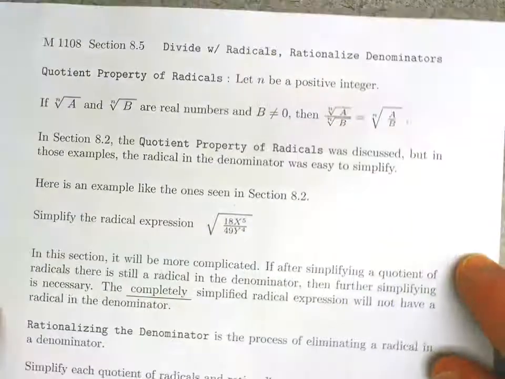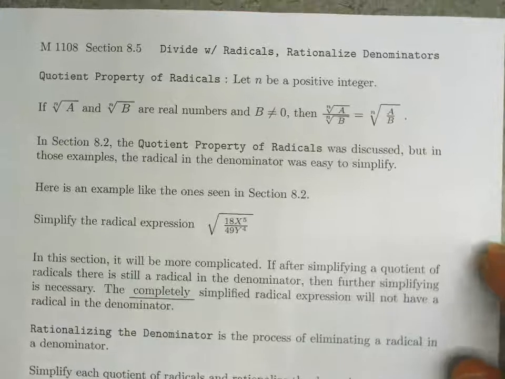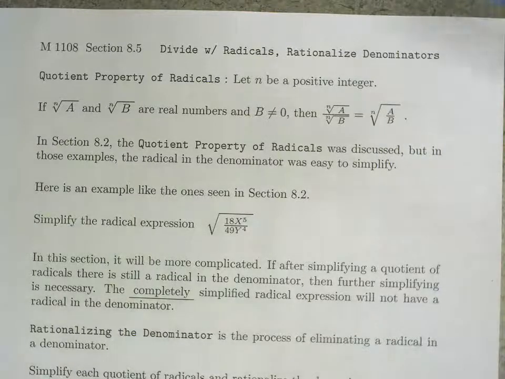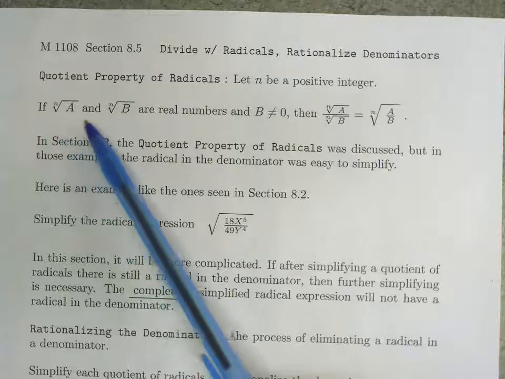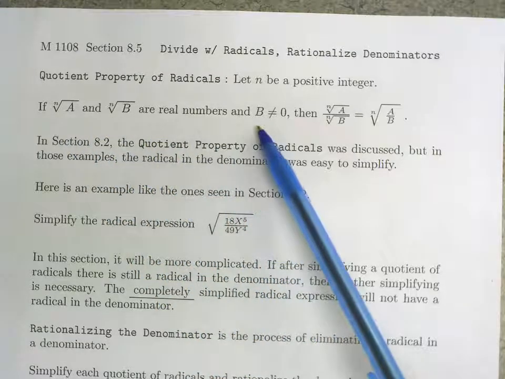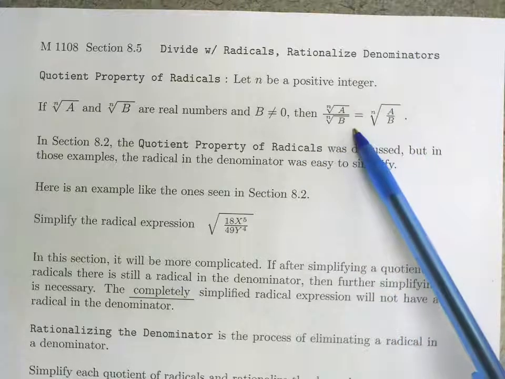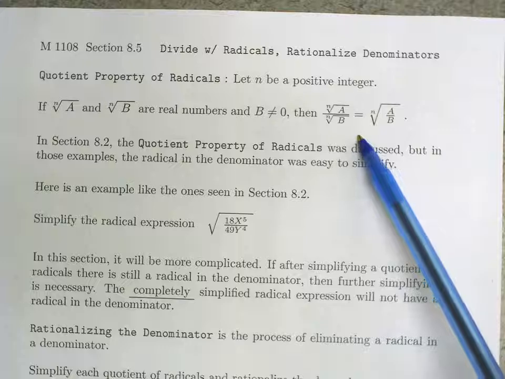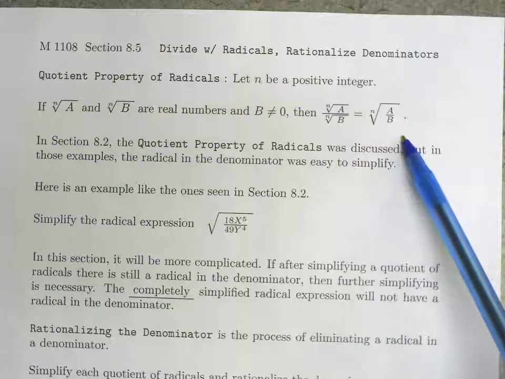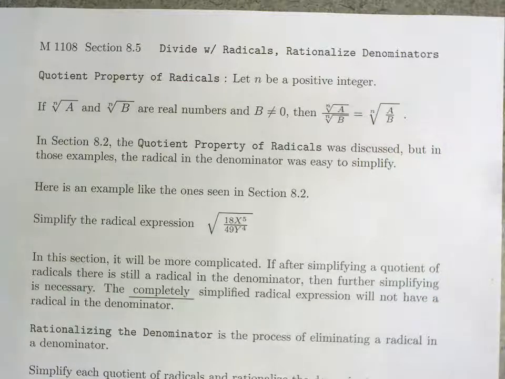Okay, we'll start section 8.5 on the quotient property of radicals. Let n be a positive integer. If the nth root of a and the nth root of b are real numbers and b is not equal to 0, then the nth root of a divided by the nth root of b is equal to the nth root of a divided by b. We saw this same quotient property of radicals in section 8.2.